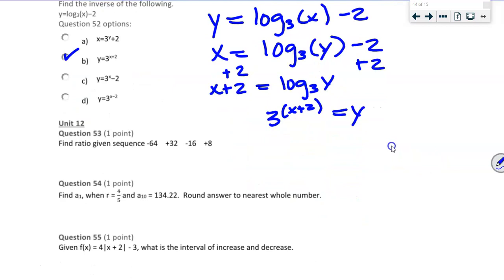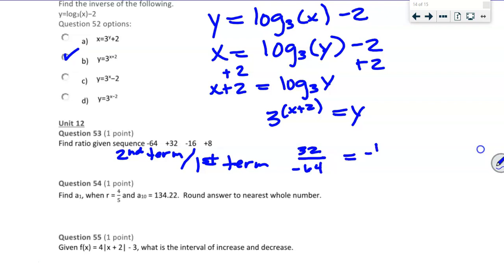Find the ratio given the sequence. So what we're doing with this one is we're taking our second term and we're dividing it by our first term. Now these are the Unit 12 questions, okay guys? So we're going to do 32 and divide it by negative 64. So that's actually going to be negative 1/2.